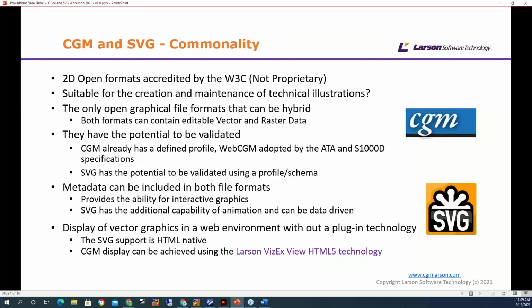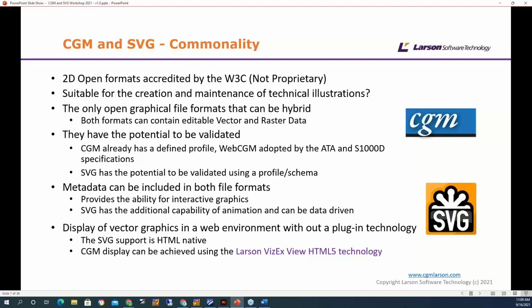They both have potential to be validated. Certainly CGM, there are already tools out there that validate a CGM against a profile. SVG doesn't really have anything at the moment, but it certainly has the potential to have it through a schema as it's XML based.